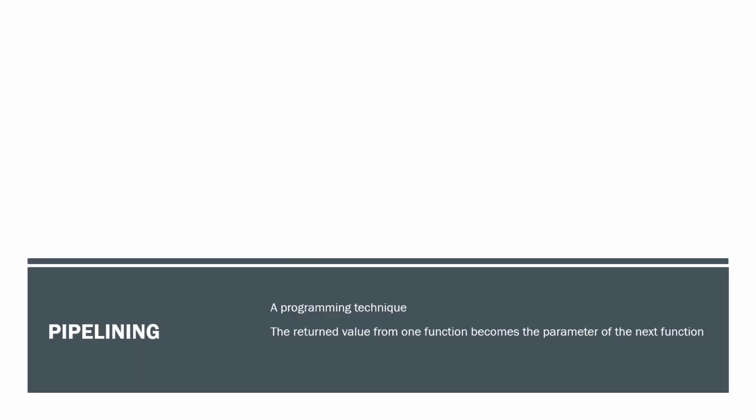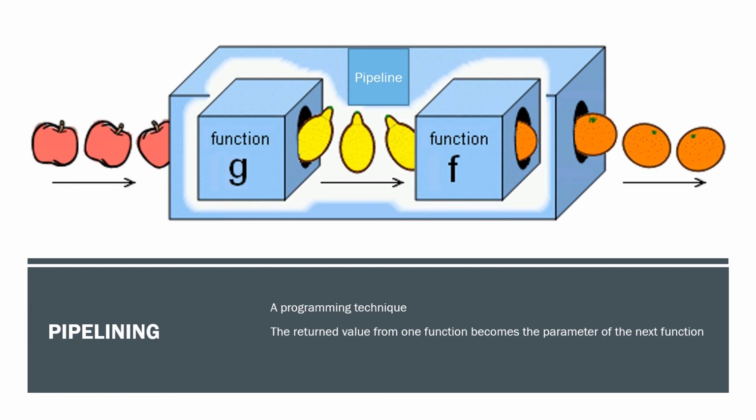Pipelining is a programming technique where we pass values along a string of functions so that the value that comes out of one function becomes the parameter of the next function. In this picture, I've got two examples, but we could have a whole string of them strung together in a line, passing a value along, so that at the end of the string of functions, exactly the result that we want comes out the other end. The word for that is pipelining. It does come up sometimes in the exam.